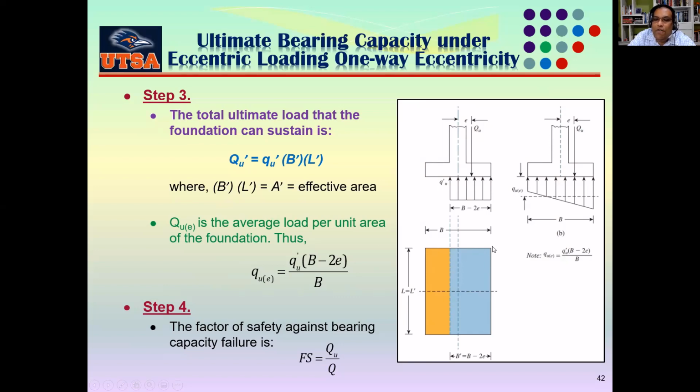So if you want to find out the equivalent load that's working only on this part here, then basically you can use this equation: Q U prime into B minus 2E divided by B. That's your equivalent area, okay? Your actual area is B into L, but your effective area that's taking the load, that would be B prime into L, okay?